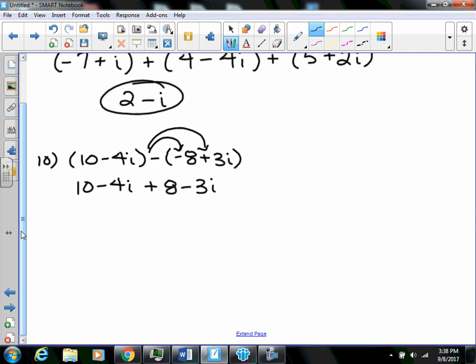Now you're going to combine like terms. 10 plus 8 is 18. Negative 4i minus 3i is a negative 7i. And that is your answer.